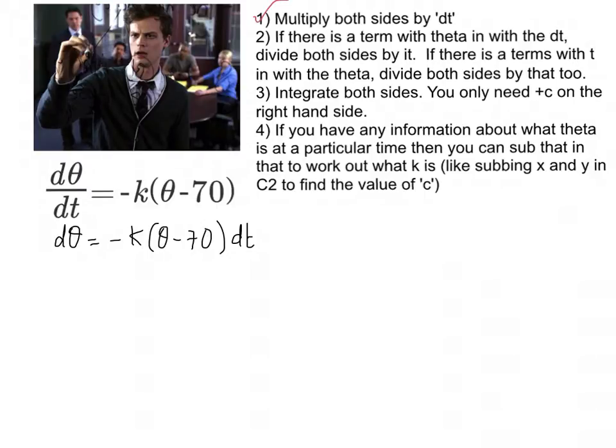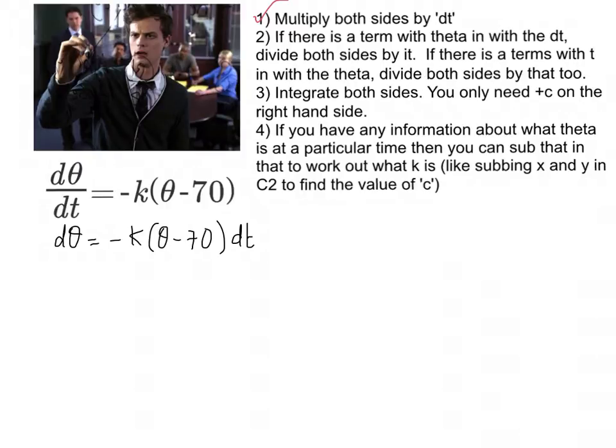Okay, multiply both sides by dt. Next, we need to check whether there is a term with theta in with the dt. Here's the dt, and yes, there is a term with theta in with the dt. It's theta minus 70. So what we need to do is divide both sides by that term.